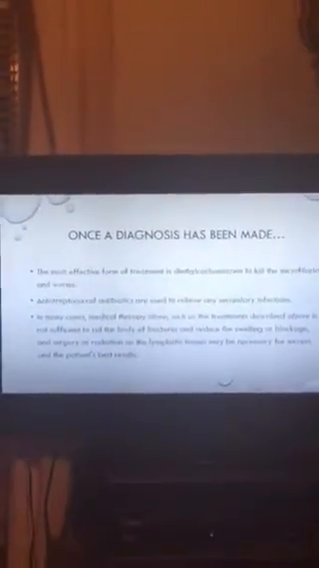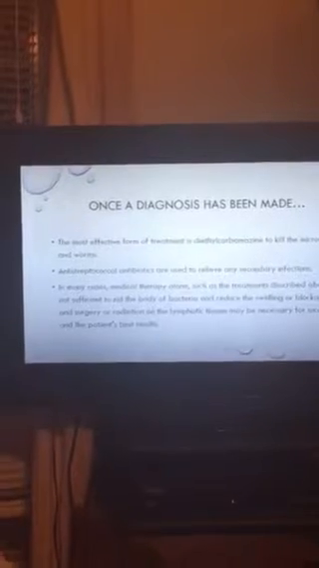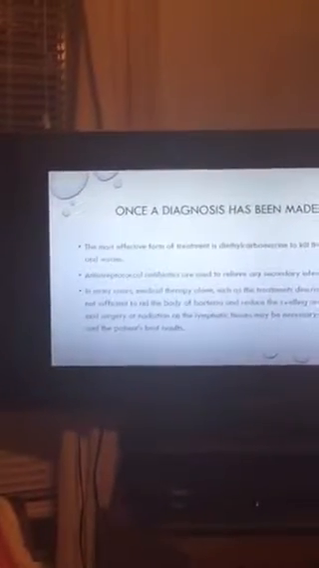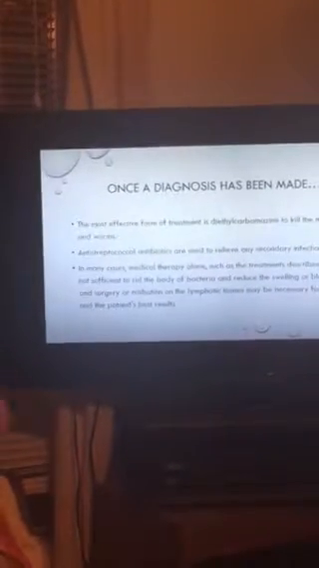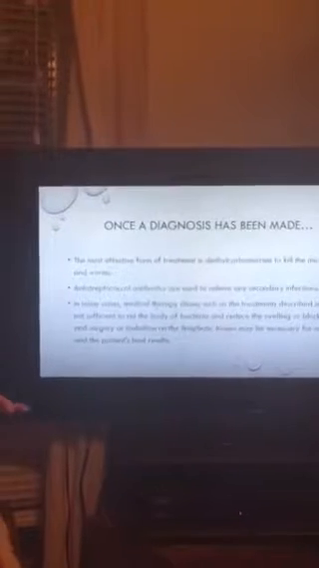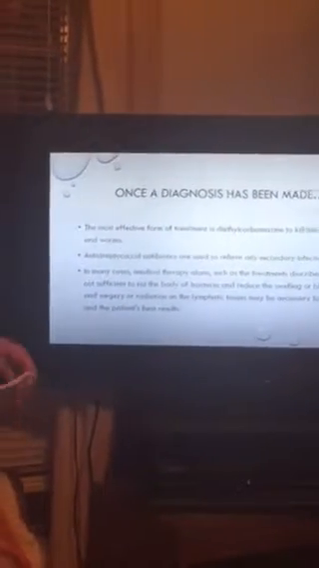Once a diagnosis has been made, the most effective form of treatment is diethylcarbamazine to kill the microfilaria and the worms. Once the worms have been dealt with, you can then treat secondary infections with antistreptococcal antibiotics. In many cases, medical therapies such as these alone are not enough to help an individual, and it sometimes requires surgery or radiation to either remove the limb entirely or reduce the swelling and blockage and repair the damage.